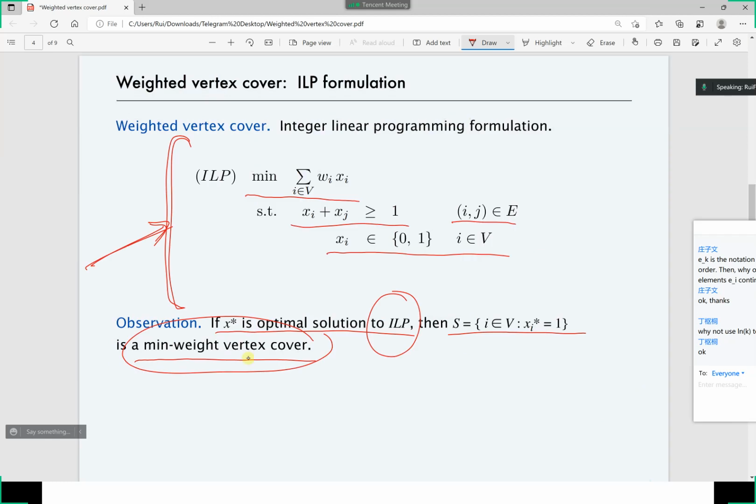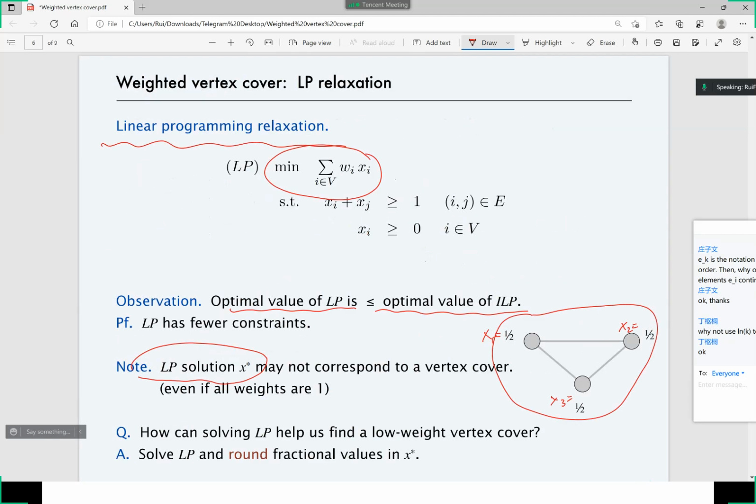Because you just take whatever variables were 1, then you put that into your vertex cover. That's exactly your solution. But in linear programming, because you don't have the integrality constraints, you could end up with x values which are not 0 or 1. They can be fractional. And then what do you do with these fractional values? How does this tell you what your vertex cover should be?